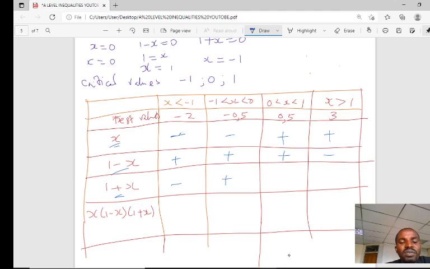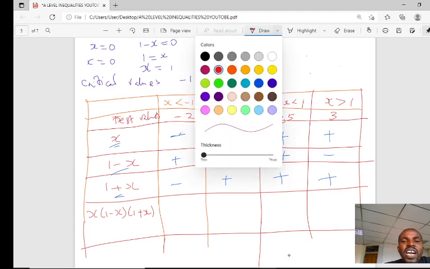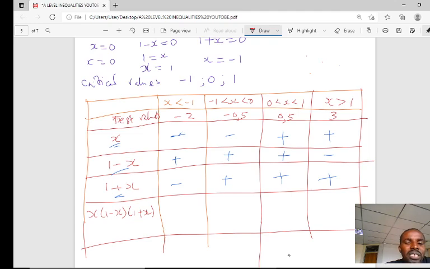Put 0.5. If you can put 0.5 there, 1 plus 0.5 is a positive sign, so you get a positive answer. Then put 3, you also get a positive. Then the final sign of our function: minus plus minus, you get a plus here. Then minus plus plus, you get a minus. Then plus plus plus, you get a plus. Then plus minus plus, you get a minus, like this.